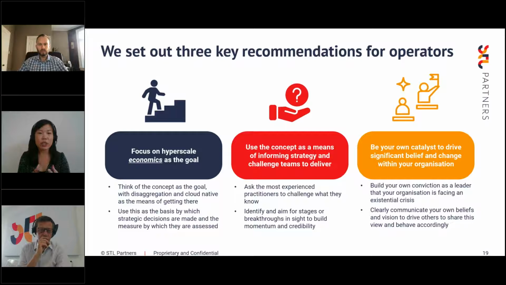Number 2 is using this as a concept of challenging teams to deliver against that, with disaggregation and cloud native as a means of achieving or pursuing hyperscale economics. And as we mentioned, identifying the key stages or breakthroughs in sight and the low-hanging fruit to build that momentum.